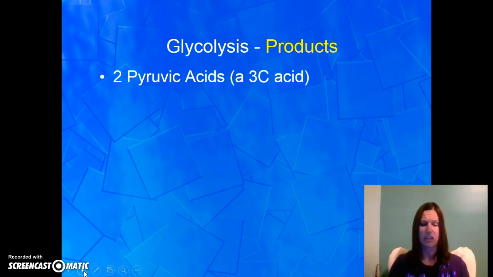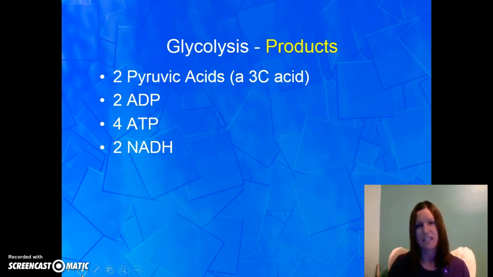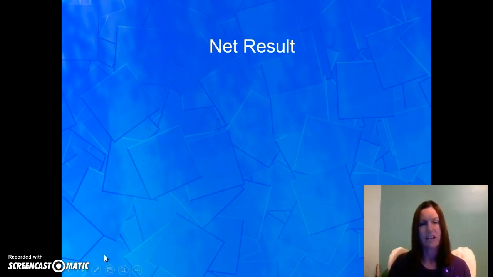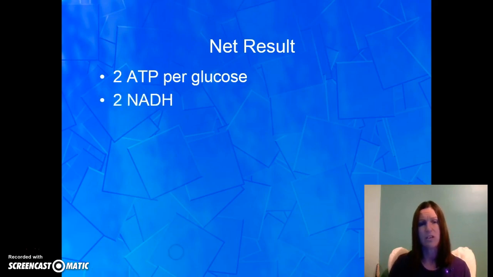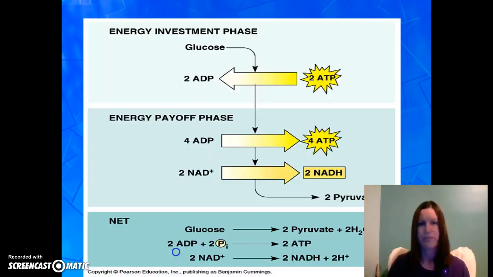So we literally took that glucose and split it in half. Okay. We get 2 ADP, 4 ATP, and 2 NADH. Net result, 2 ATP per glucose and 2 NADH.